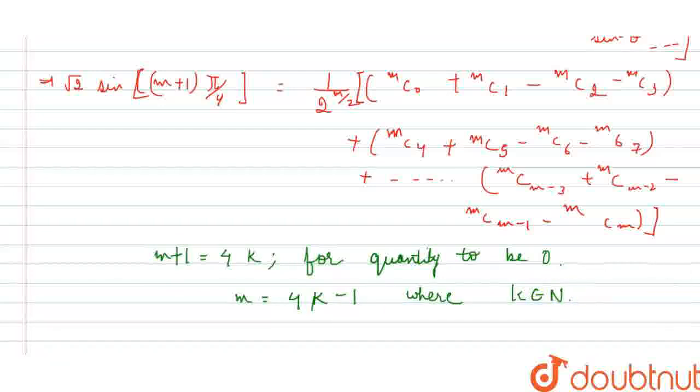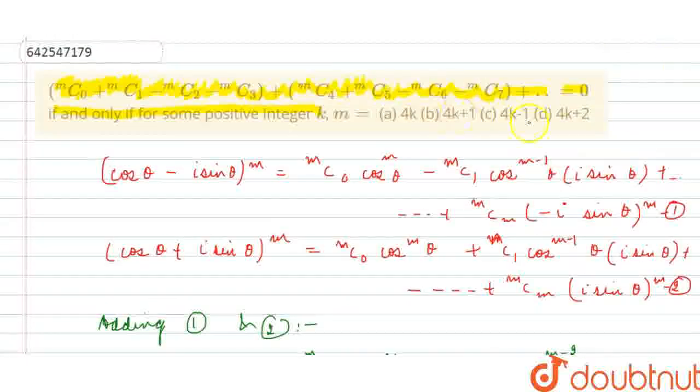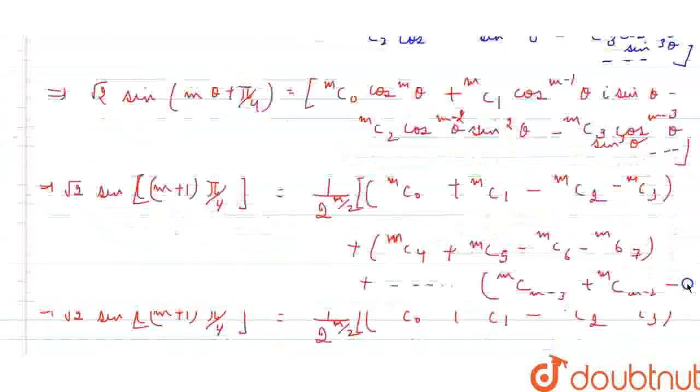Now let us have a look at the options. It's 4k minus 1. It means that option C is the correct answer. I hope this explanation is clear.